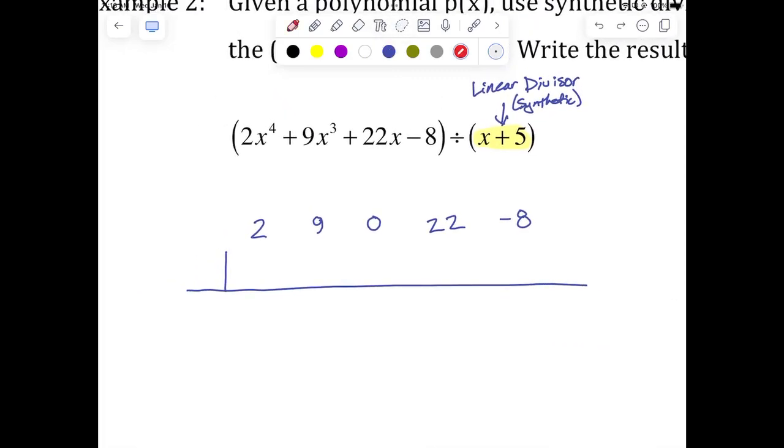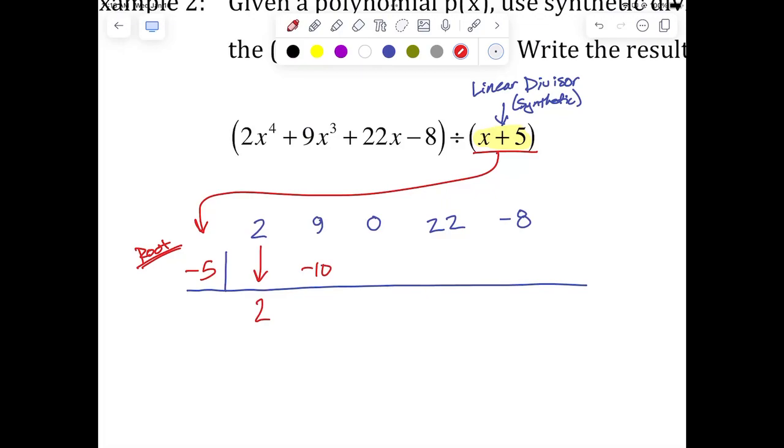Okay, now let's do it. What number goes into the box out front if we're dividing by x plus 5? -5. Good. This is the root of the factor. Step 1 is easy, right? Step 1 is bring down the first number. It kind of primes the pump, if you will. All right, now what do I do? I multiply, right? What's -5 times 2? -10. I'm just going to slide that into the next column.